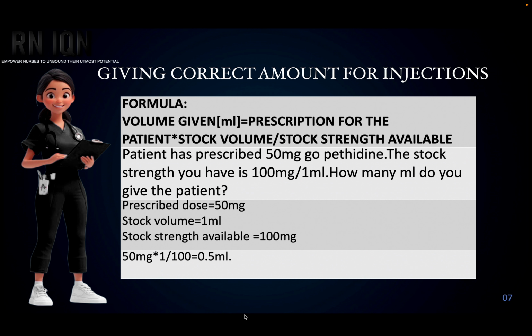As I told you, always stick to the formula and just apply it. Here you can see the prescribed dose is 50 mg. So 50 mg pethidine is prescribed by the doctor. The stock strength you have is 100 mg in 1 ml. So stock volume is 1 ml, stock strength available is 100 mg. Just apply this formula: 50 mg, that is the prescribed dose, times stock volume, that is 1, divided by 100, to give 0.5 ml to the patient.